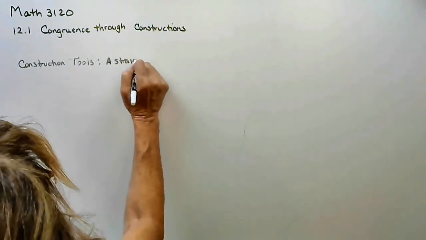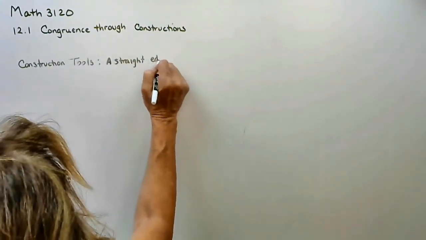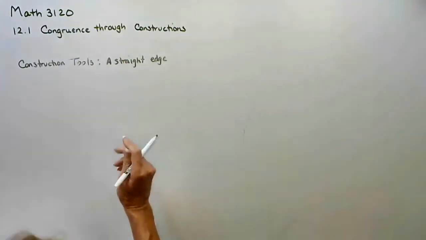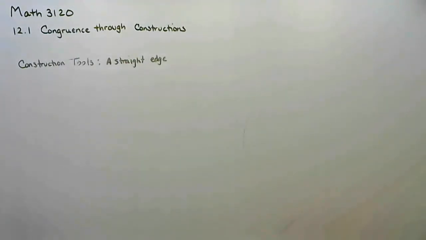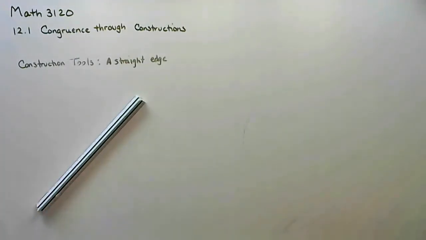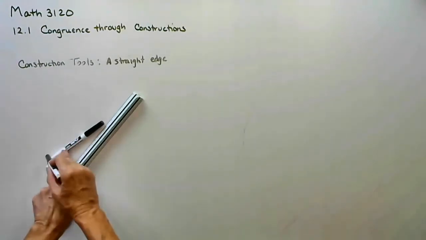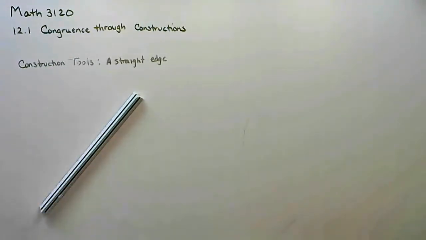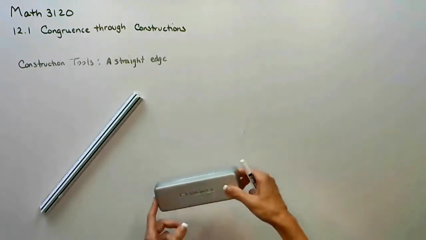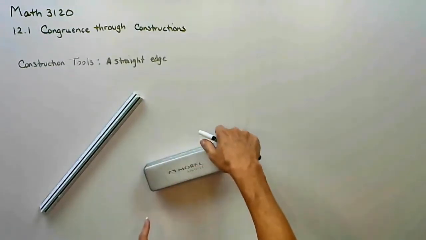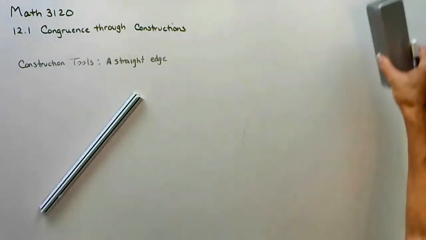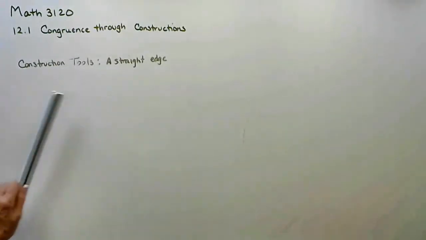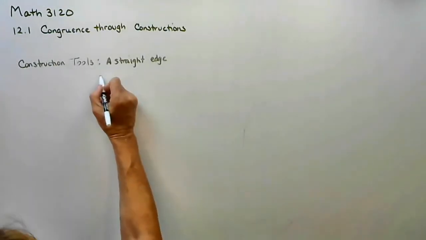A straight edge is anything that makes a straight edge. It does not have to be a ruler, okay? You can have a ruler, but you could use the side of a pen. You could use the side of a piece of paper. You could use the side of a pencil box. You can use anything that creates a straight edge. And the other construction tool you need is a compass.